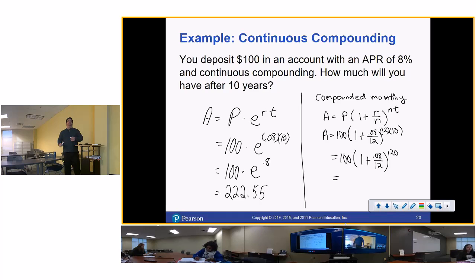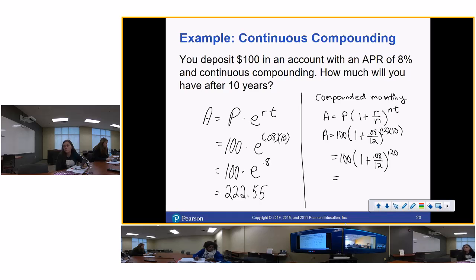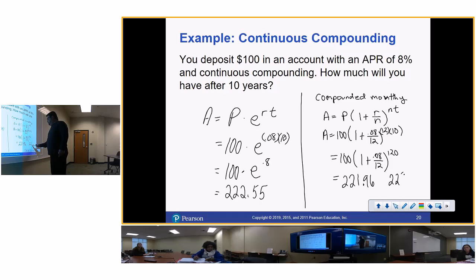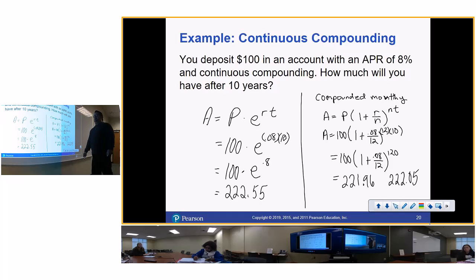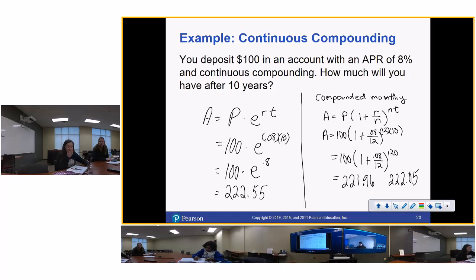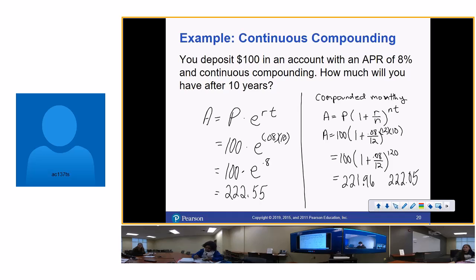I got 221.96. Okay, somebody got 222.05. Okay, we got two answers. Somebody verify one of them, or check it. When I did the first one, it gave some big number with E to the something at the end. I don't know what my calculator is doing. Blame it on the calculator.